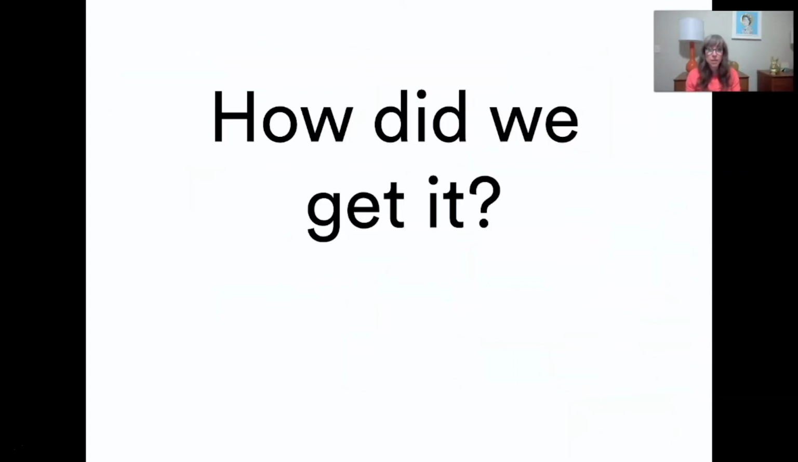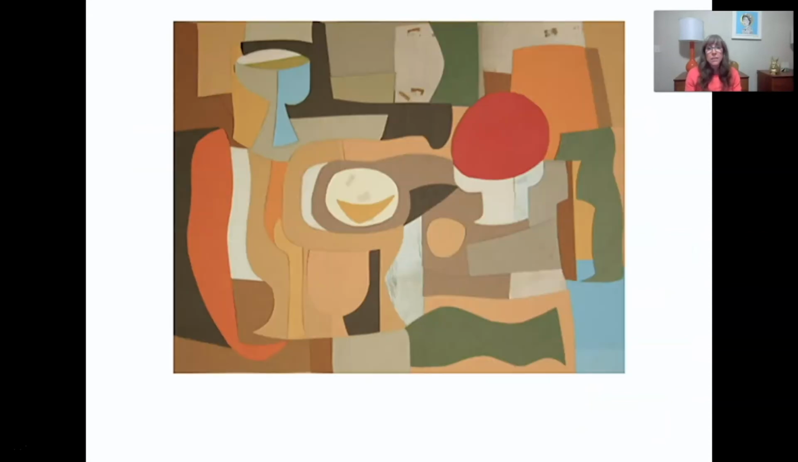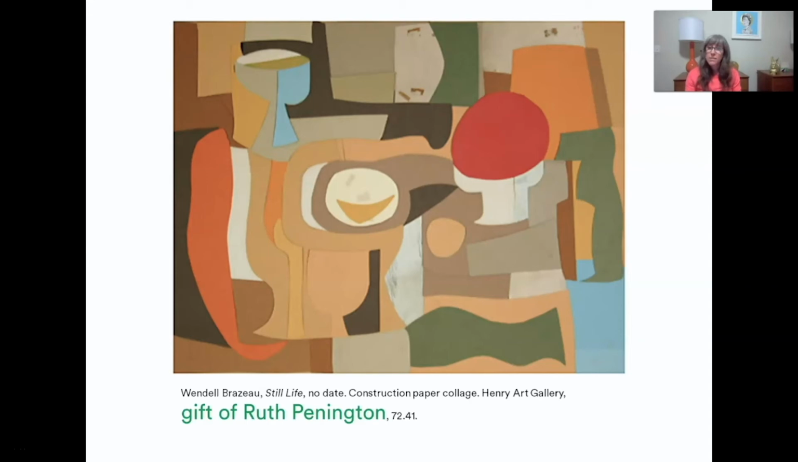Another important thing is, how did we get it? So, for instance, this work of art came to us as a gift of Ruth Pennington. It's very generous. A lot of our works are donated to the Henry, which we absolutely very much appreciate. And we always want to make sure that whoever gave it to us, or the funds or whatever it was, the money to buy the work of art, that they get credit. So that's why we include that.